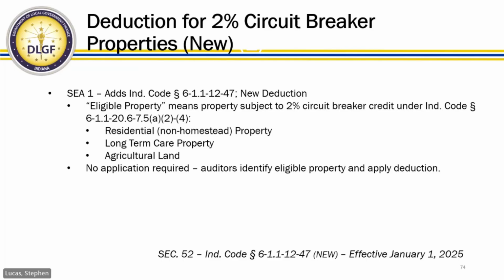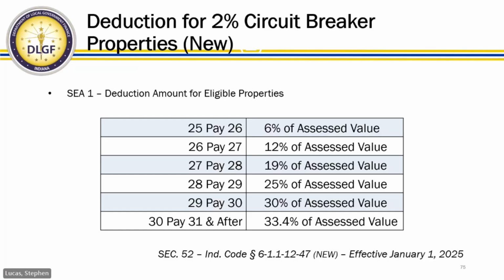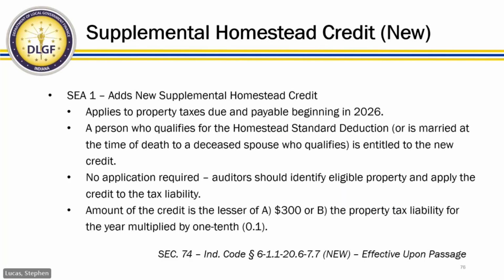The amount of the deduction, as we saw with the homestead supplemental, is phased in over several years so that by 2031, the amount is 1/3 of the gross AV of the property within the 2% property tax cap. Next, there's also a supplemental credit, starting in pay 26, for persons who qualify for the homestead deduction or a surviving spouse of a person who qualified at the time of death. This credit is also automatically applied. The auditor has to identify eligible properties and apply the credit, the amount of which is the lesser of $300 or 10% of that year's tax liability.